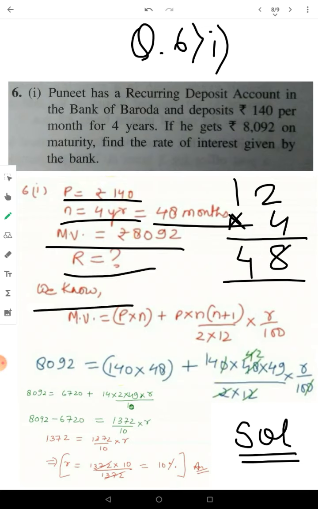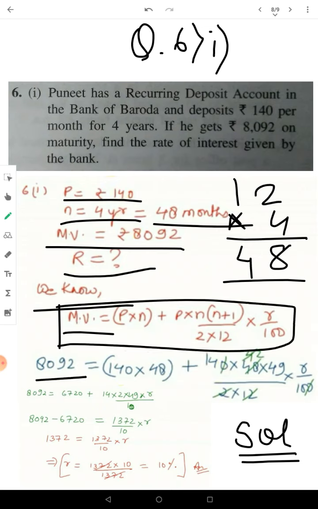We know that the maturity value formula is this. We know that 8,092 is the maturity value. Principal is 140. N is 48, that is time. So P into N, 140 into 48. N plus 1, 48 plus 1 is 49, upon 2 into 12. Then R upon 100. R we don't know, that's why R upon 100. Just see all these calculations here. Pause the video and see these calculations. So 8,092.